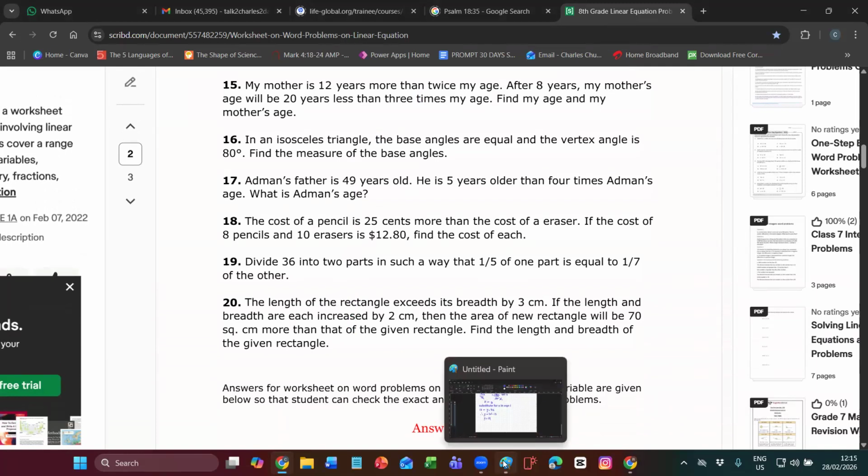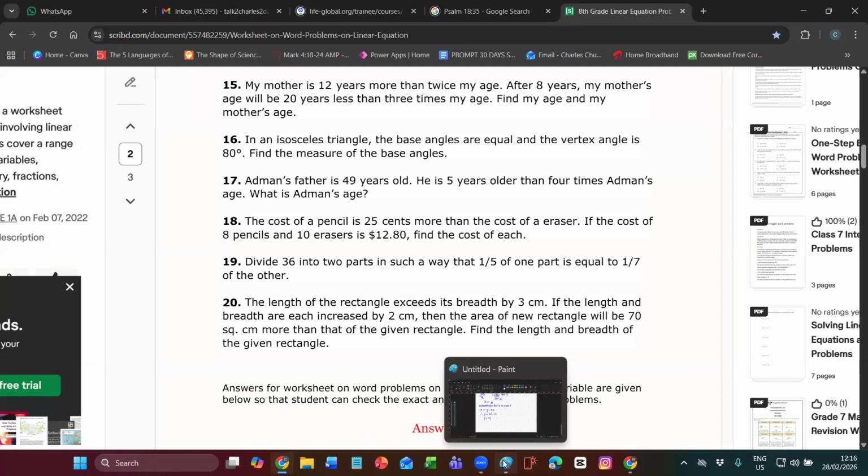All right, so let's see 20. The length of a rectangle exceeds its breadth by 3 cm. If the length and breadth are each increased by 2 cm, the area of the new rectangle will be 70 square cm more than that of the given rectangle. It's like they use number 20 to put the icing on the cake. Find the length and the breadth of the given rectangle.